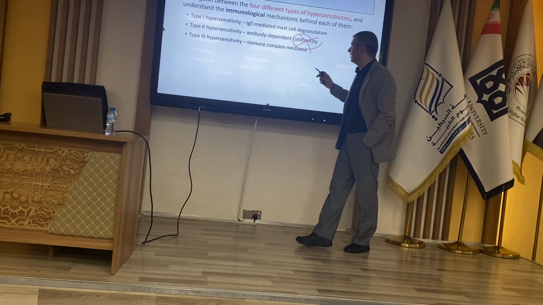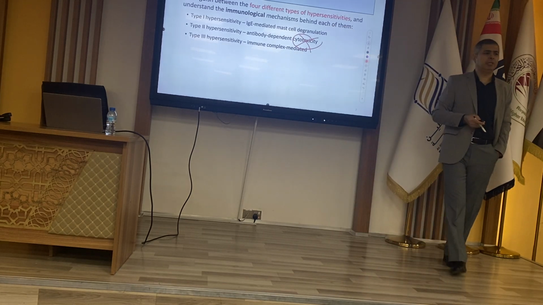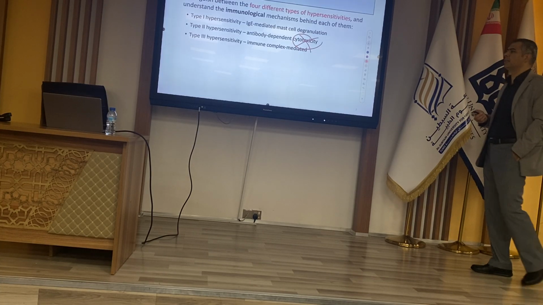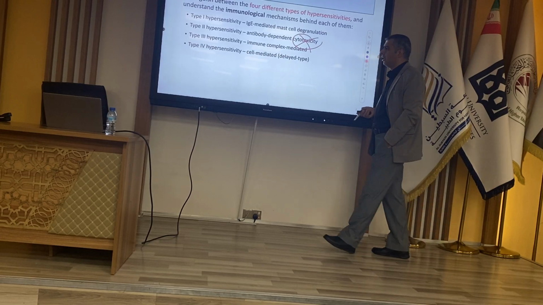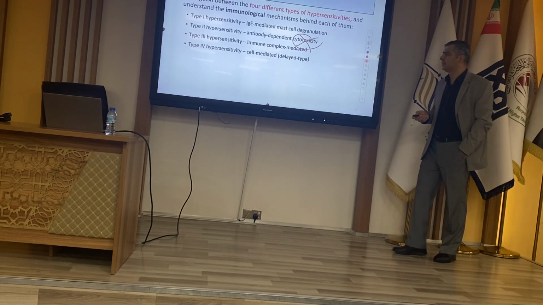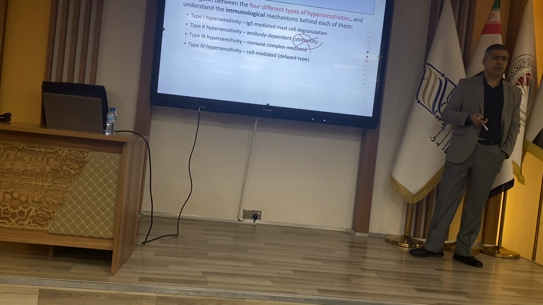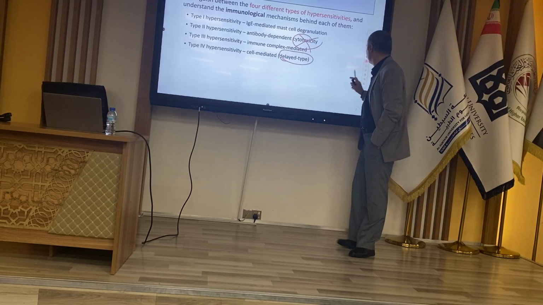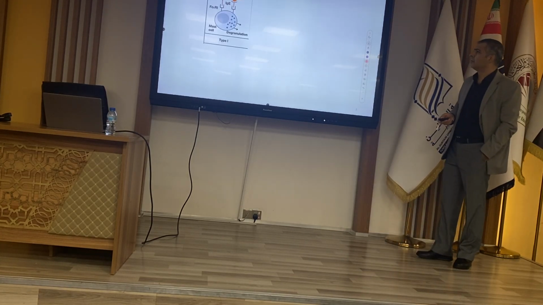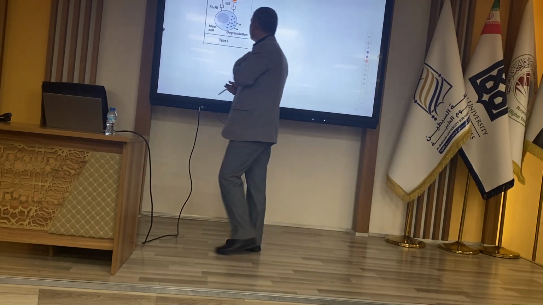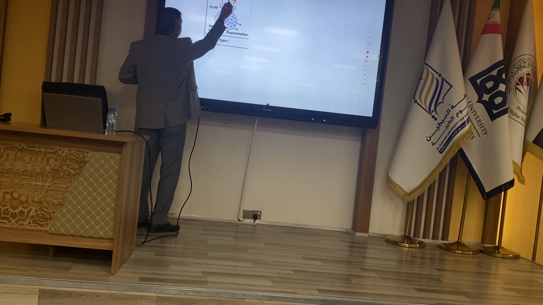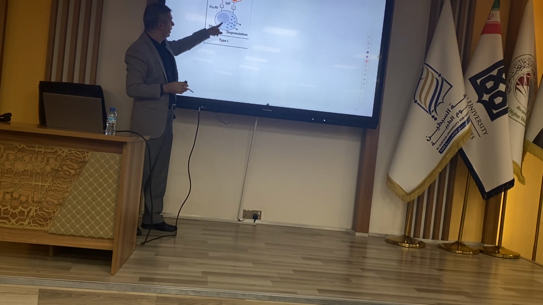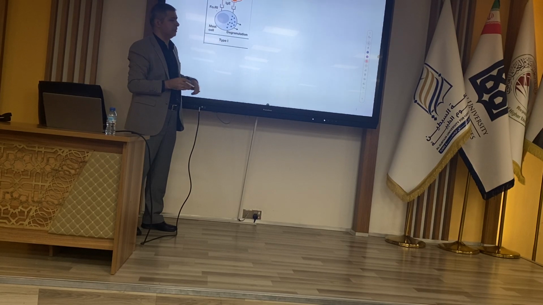Type 3 hypersensitivity is immune complex mediated. You know what an immune complex is, and you know how immune complexes can trigger inflammation and tissue damage. And type 4 hypersensitivity is cell mediated reactions, and they are called delayed type. So you can see here again, type 1 is IgE, this one is allergen, IgE, Fc receptor, you know all of them. Fc receptor, mast cell, and then the degranulation of the mast cell.